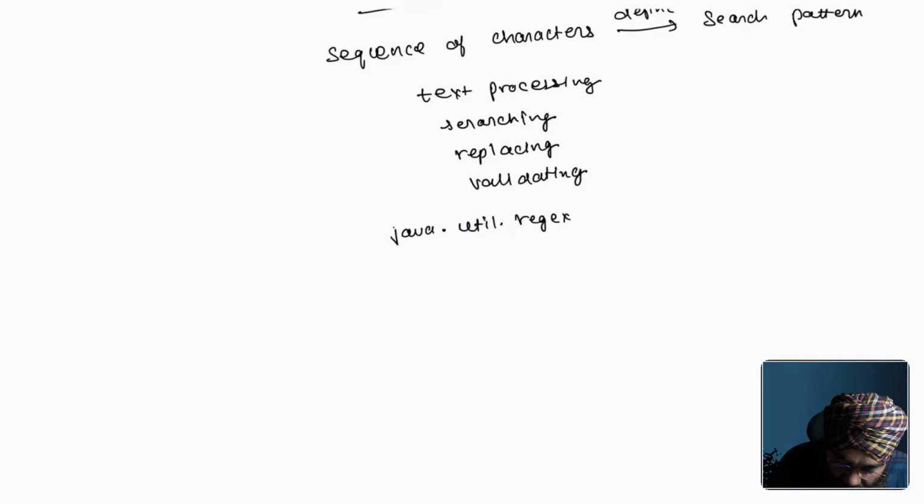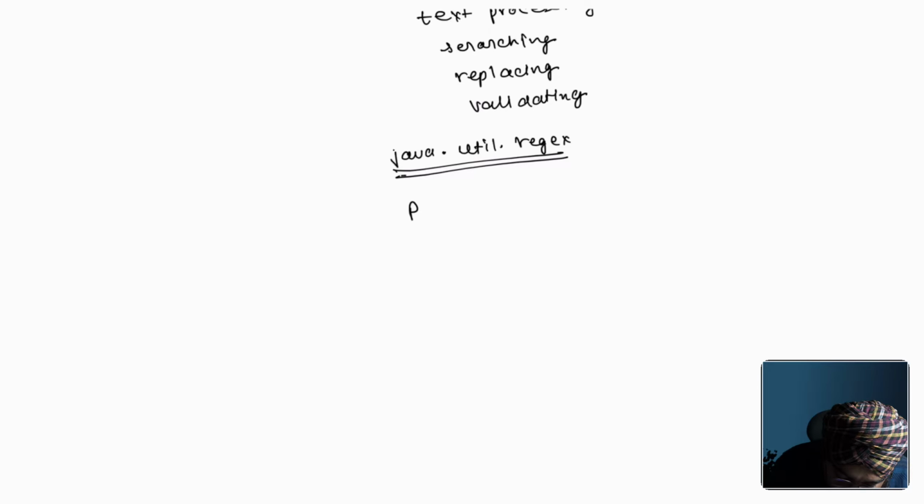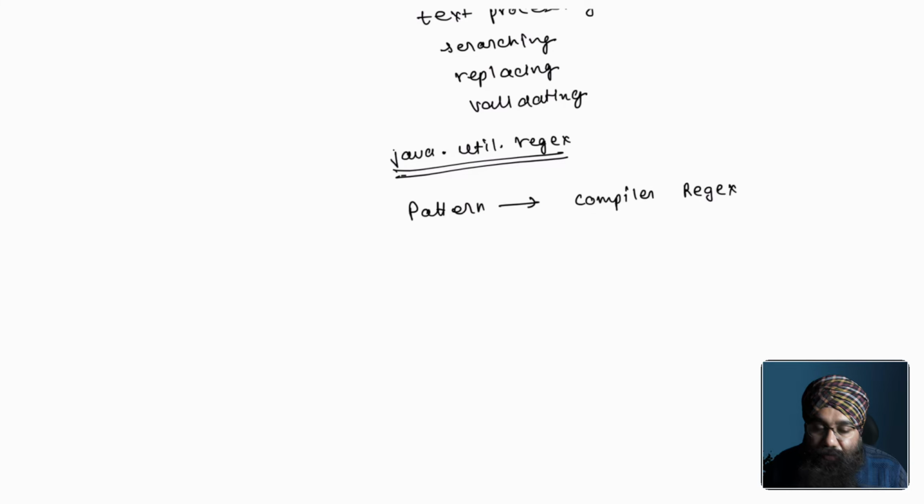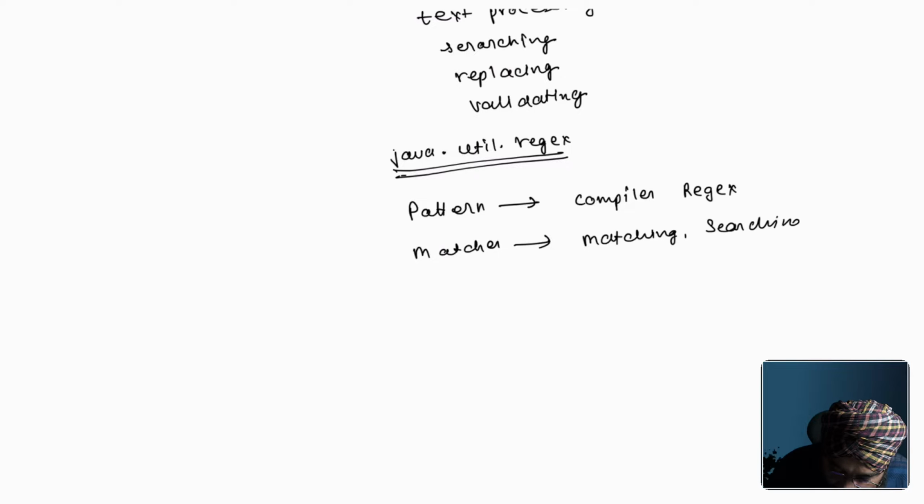Okay, so we have a package in Java which is called java.util.regex package. The common classes here are Pattern, which represents a compiled regex. Regex is the short form for regular expressions. Then we have the Matcher class, which is used for matching, searching, and replacing text.